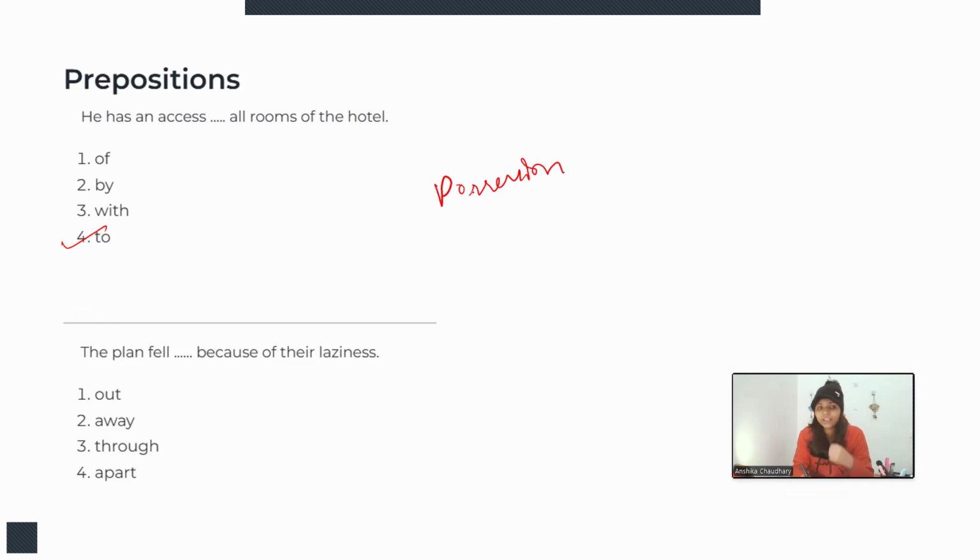Possession means to have something, right? And "by" is useful in the sense of means, or a method of something, and "with" again denotes possession. So we don't have possession here; he has access to all of the rooms because he has some kind of authority or permission. That's why 2 is the correct answer, right?